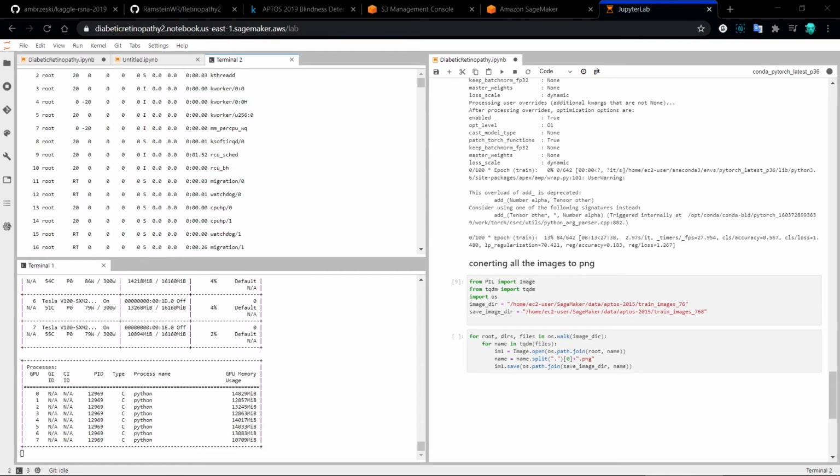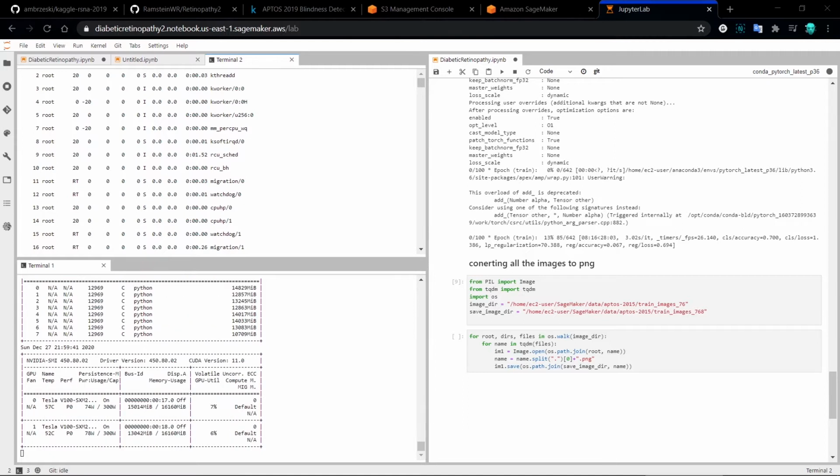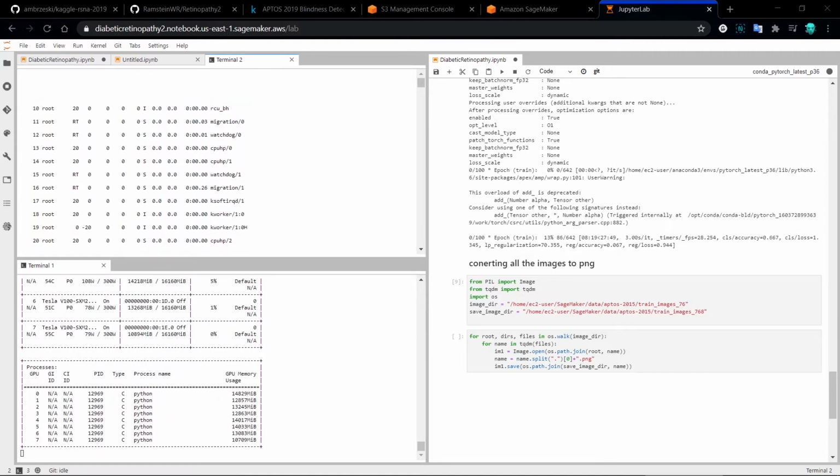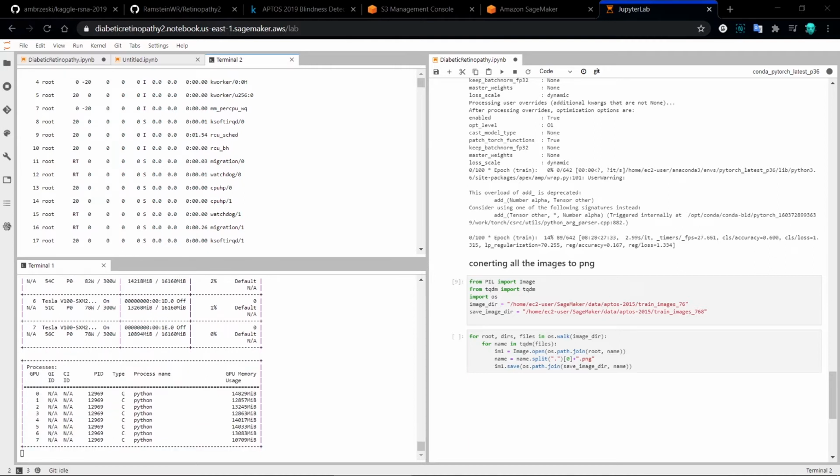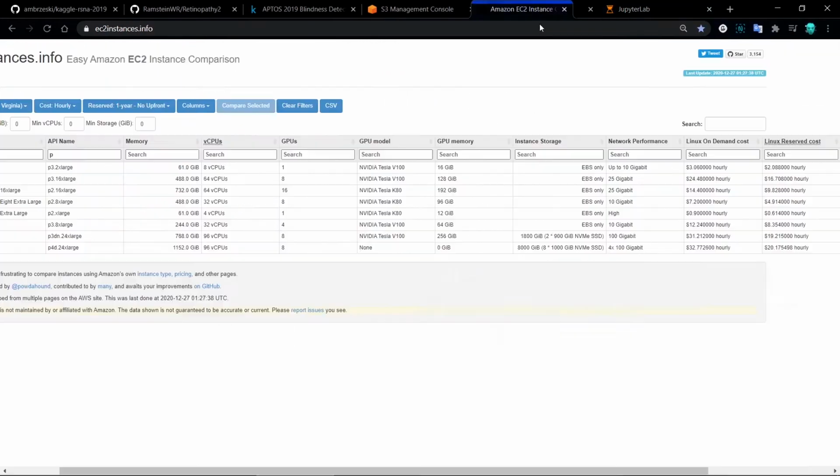This is the first test, the first training, and as you see, we are for the first time using something like 64 virtual CPUs, as I will give you a little more information. Just wait for a while. So here is the console. This is the instance we are using here.